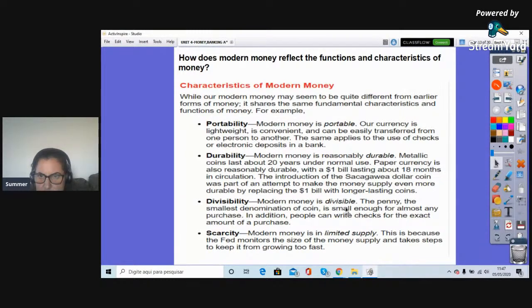Divisibility. The money is divisible. The penny is the smallest denomination of the coin. It's small enough for almost any purchase. In addition, people can write checks for the exact amount of a purchase.